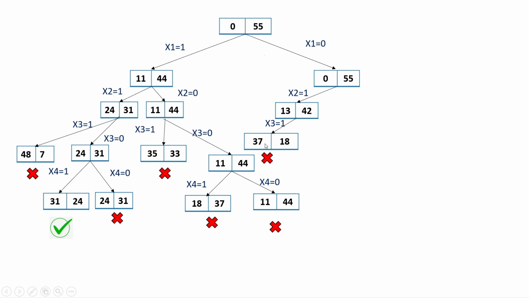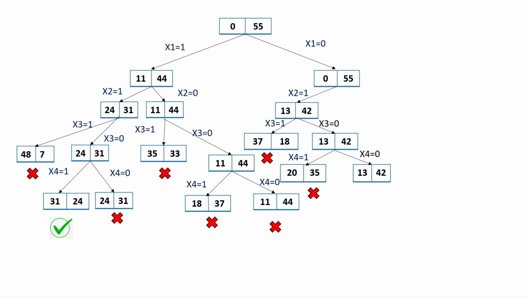By using the backtrack technique we go back to x3 equals 0. At x3 equals 0, the x2 remains constant. So here x4 equals 1. At x4 the value is 7. So 13 plus 7 is 20, and 42 minus 7 is 35. So 20 is less than 31, so this is also not the solution. At x4 equals 0, the x3 is constant. This is also not the solution because 13 is less than 31.